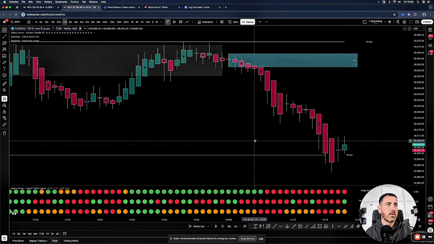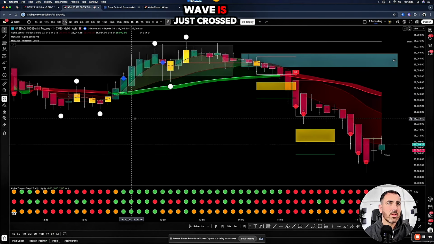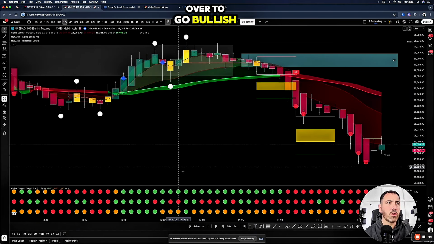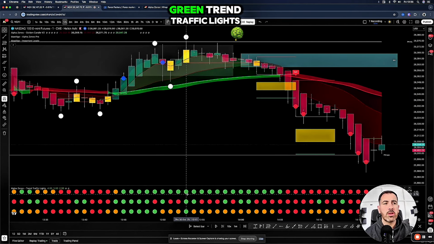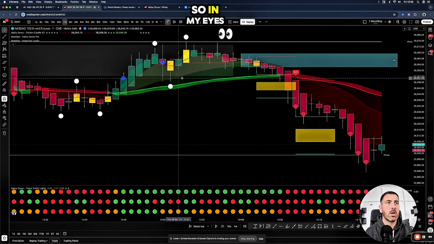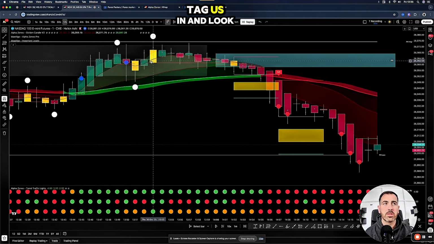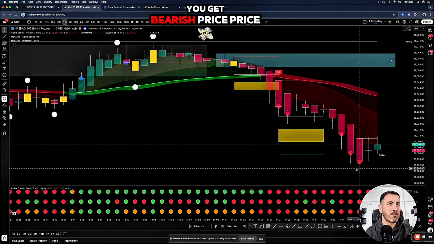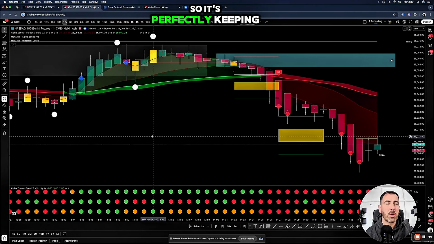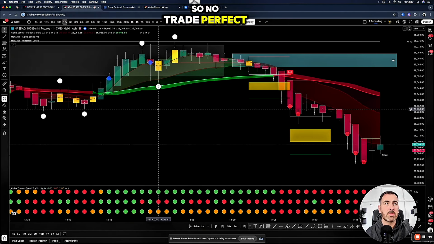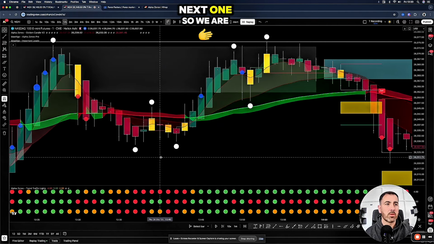Another great example. We have a bullish golden candle. The trend wave has just crossed over to go bullish. We've got all 3 green trend traffic lights. So in my eyes, you're looking to say, okay, this is currently one that I would take. What happens? It doesn't tag us in, and look at that. You get bearish price action there. So it's perfectly keeping you out of that trade. So no trade. Perfect. Let's look for our next one.